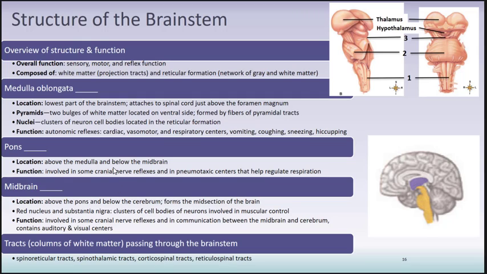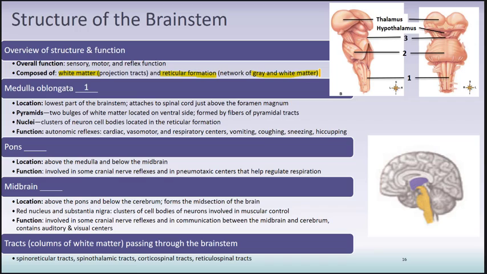In terms of overall structure and function, just like the spinal cord, the brainstem has sensory, motor, as well as reflex functions. It also consists of white matter in the form of projection tracts, and it consists of what's called a reticular formation. A reticular formation is this diffuse network of nerve pathways that are found in the brainstem that connect the spinal cord, the cerebrum, and the cerebellum. And it mediates overall our level of consciousness. But it's this network of primarily gray, but also white matter.